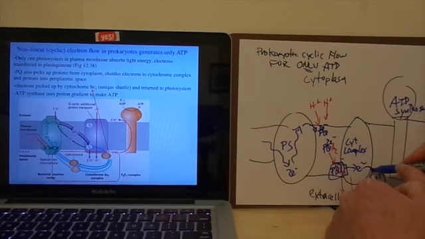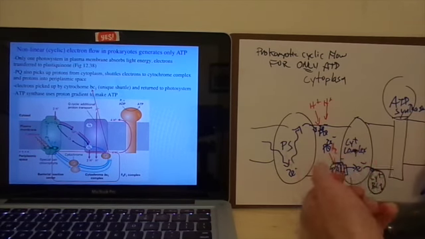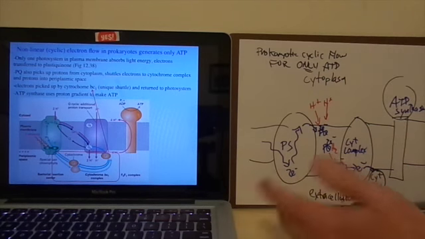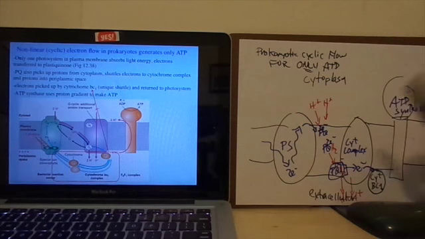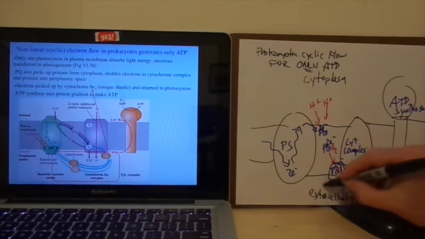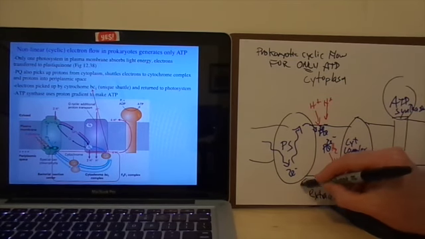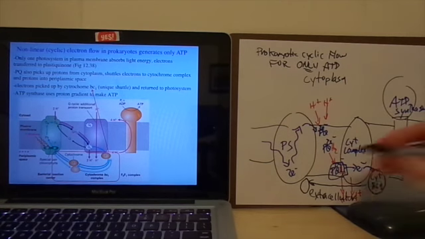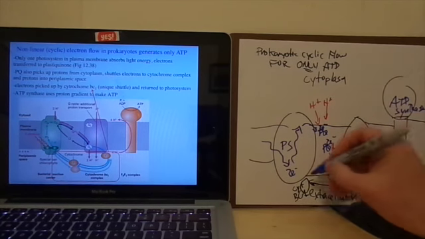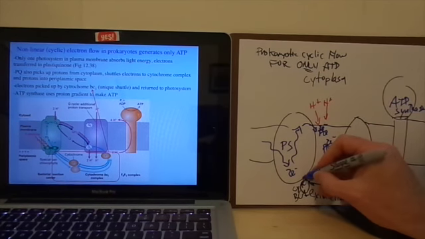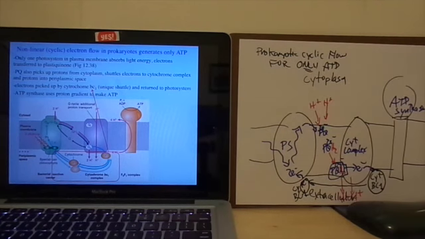It's going to pick up an electron. When it picks up an electron, it's going to change from its +3 to its +2 state. And it's going to leave, and it's peripherally associated with the outer surface of the plasma membrane, and the only place it can bind is over here. So it's going to land over here as cytochrome BC1, and when it lands, its electrons are going to go back and replace the electron lost from the photosystem. Alright?